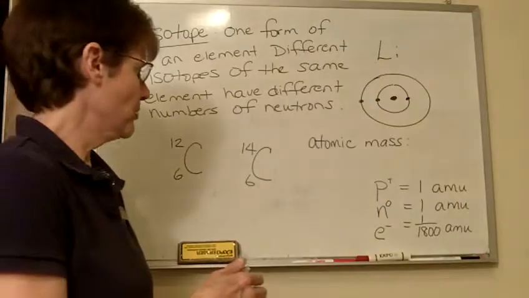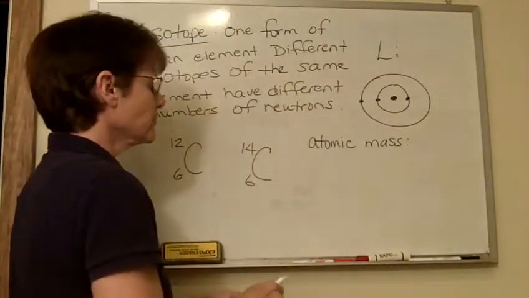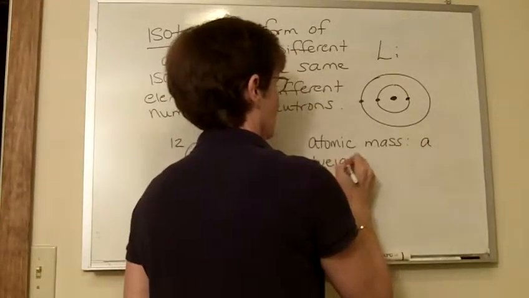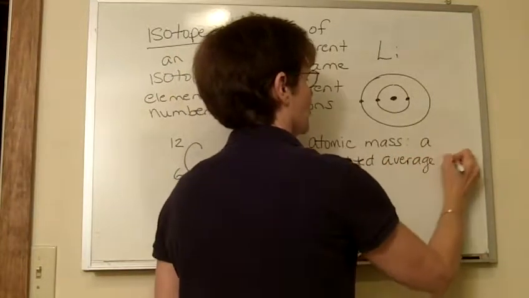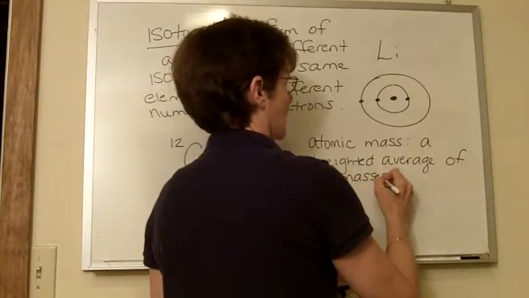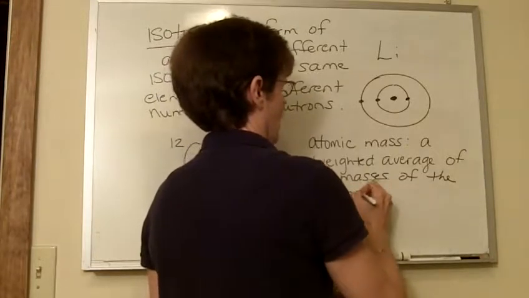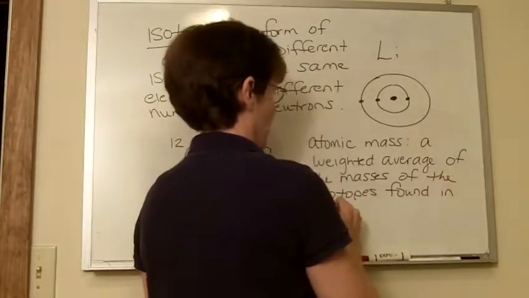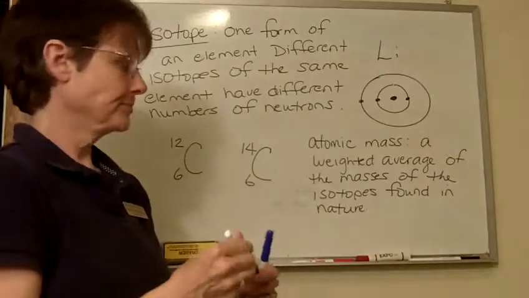So anyway, let's define atomic mass here and then we can try a few examples. So atomic mass is a weighted average of the masses of the isotopes found in nature. And they're weighted according to their abundance.